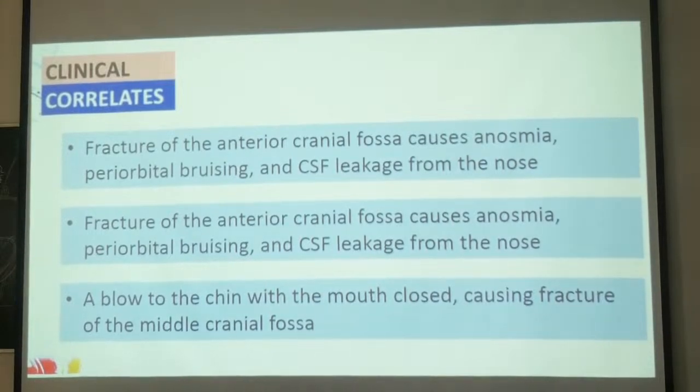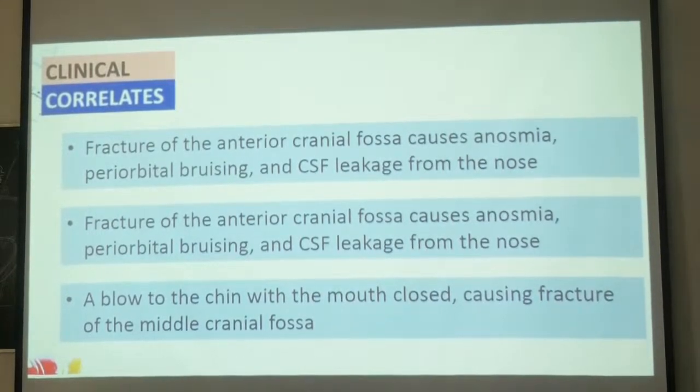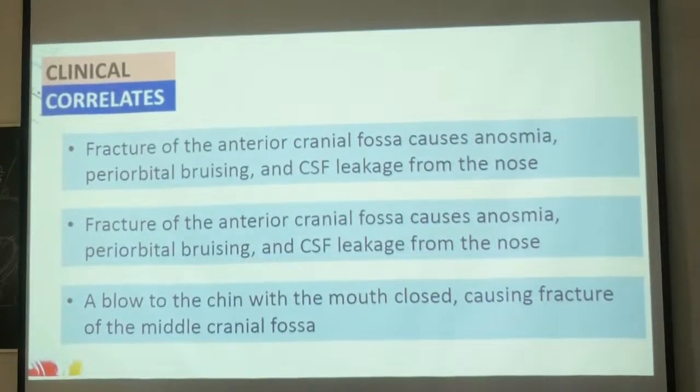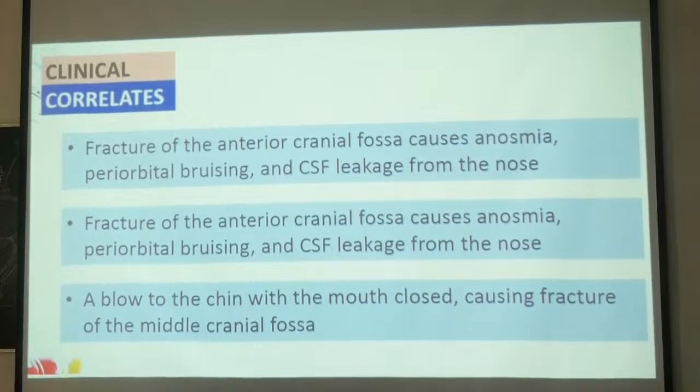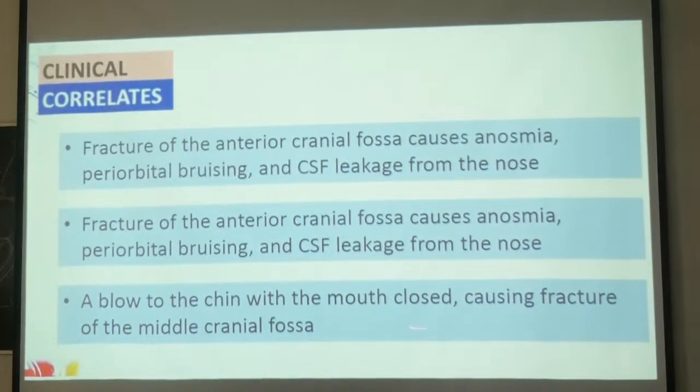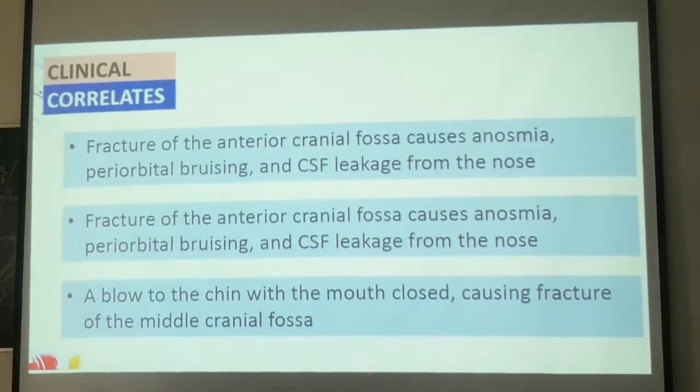There is a high chance of retrograde infection from the nose to the cranial cavity. There is a high chance of meningitis. Infection is passed through the cribriform plate into the meninges. Next, a blow to the chin with the mouth closed can cause fracture of the middle cranial fossa.